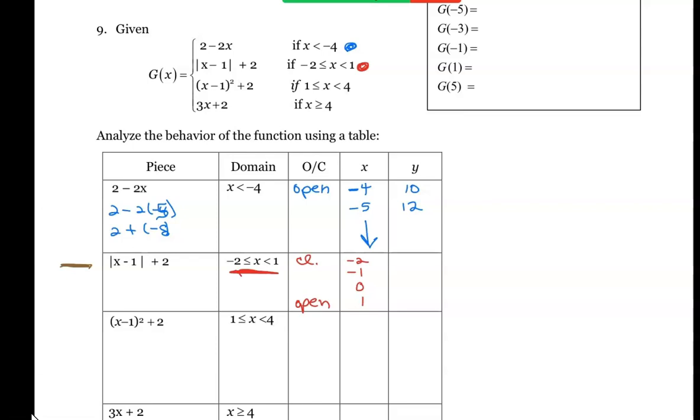Okay, plug in a negative 2. Negative 2 minus 1 is negative 3. Absolute value of negative 3 is 3. 3 plus 2 is 5. Negative 1 minus 1 is a negative 2. Absolute value of negative 2 is 2. 2 plus 2 is 4. 0 minus 1 is a negative 1. Absolute value of negative 1 is 1. 1 plus 2 is 3. And last one, 1 minus 1 is 0. Absolute value of 0 is 0. And 0 plus 2 is 2. Okay, we're going to keep going.